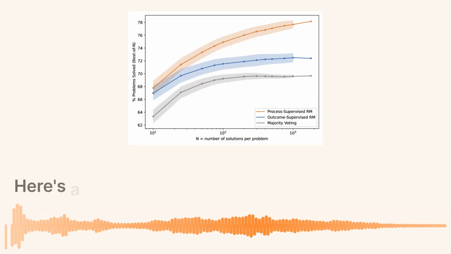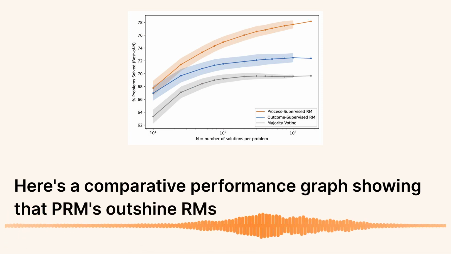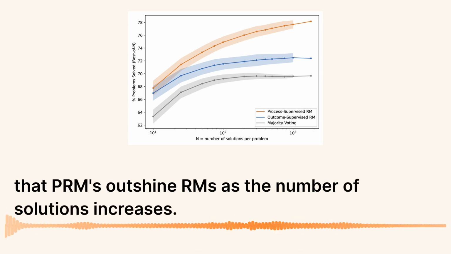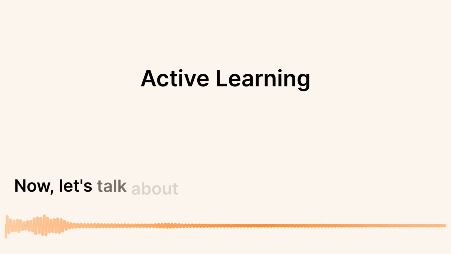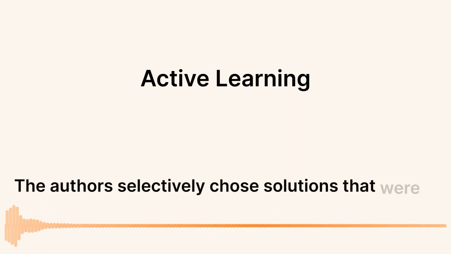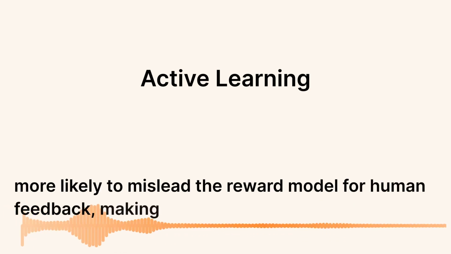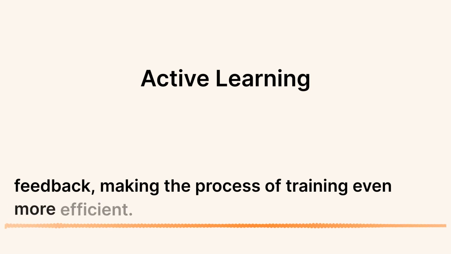Here's a comparative performance graph showing that PRMs outshine RMs as the number of solutions increases. Now, let's talk about active learning. The authors selectively chose solutions that were more likely to mislead the reward model for human feedback, making the process of training even more efficient.